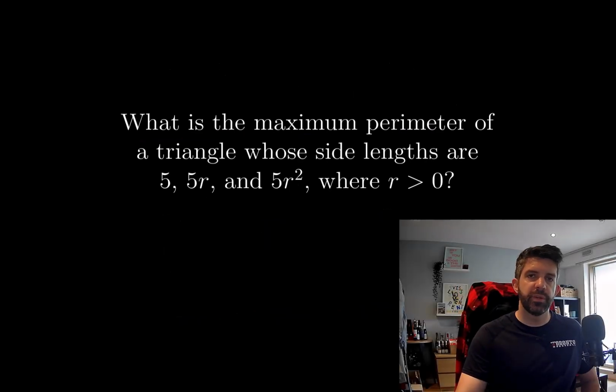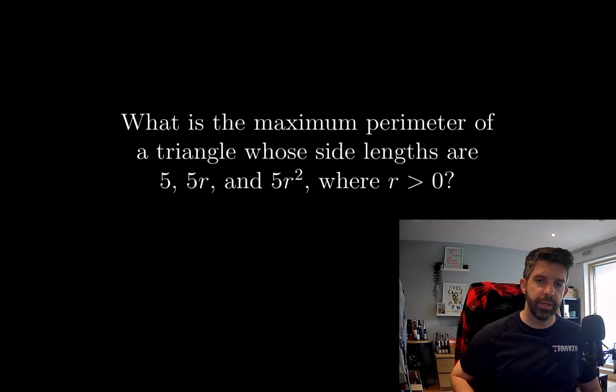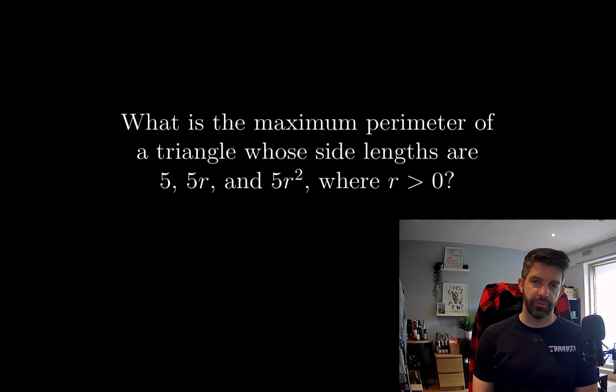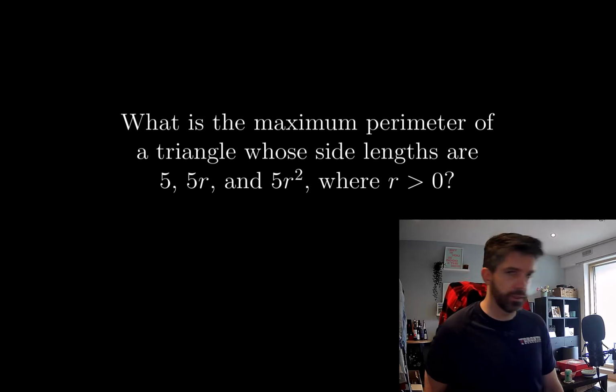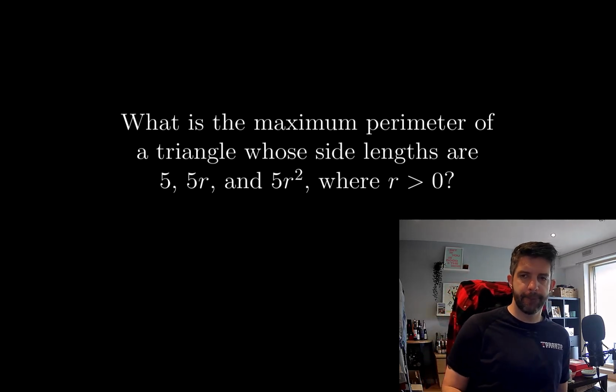Today's problem was submitted by a viewer, and it says, what is the maximum perimeter of a triangle whose side lengths are 5, 5r, and 5r squared, where r is greater than 0? Interesting. Okay. Maximum perimeter.